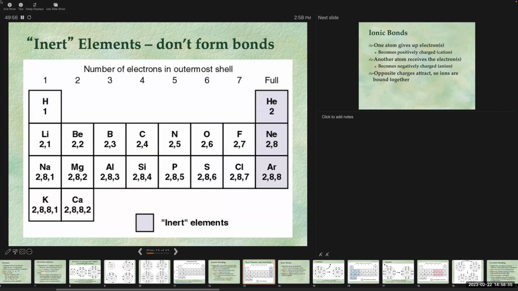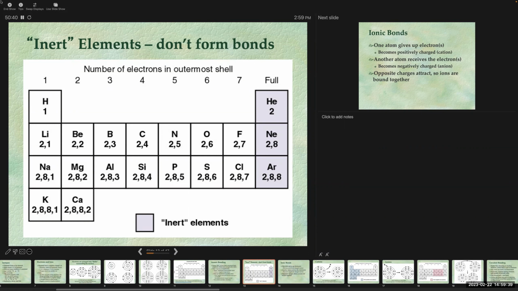So going back to our periodic table, we look at that far right column that I labeled full, and remember that what that means is that these elements have full outer shells. Helium has 2 electrons in its first shell. That shell is full. Neon has 8 electrons in its second shell. It's full. Argon has 8 electrons in its third shell. It's full. Since these elements already have full outer shells, they don't need to give away electrons, they don't need to steal electrons, and they don't need to share electrons, which means that these elements don't form bonds.